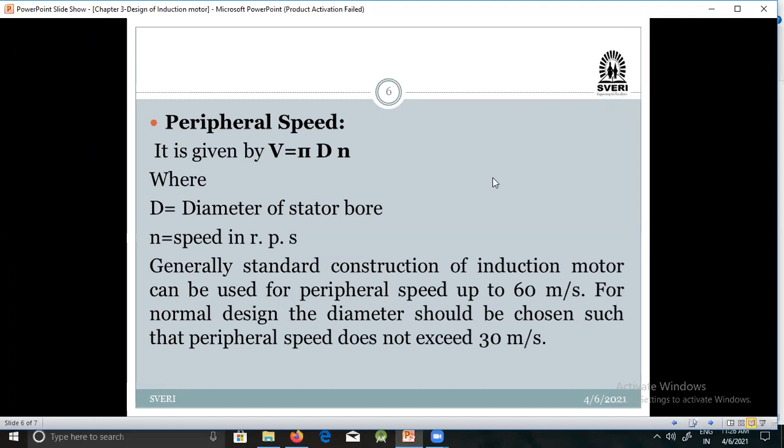Now, whenever we are going to solve an example related to the induction motor, they will ask us to find the value of diameter, then find the value of length, and suggest whether this design is affordable or not, or whether this design is good or not. What we have to do is find the value of d from the given data, and then find the value of peripheral speed, which is v is equal to pi d n.